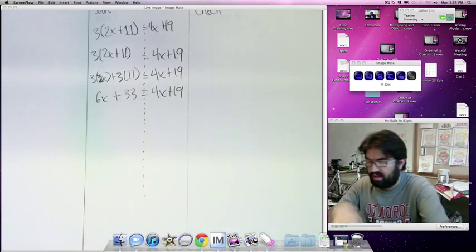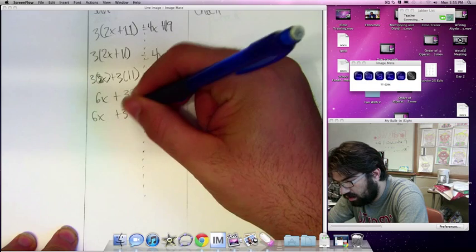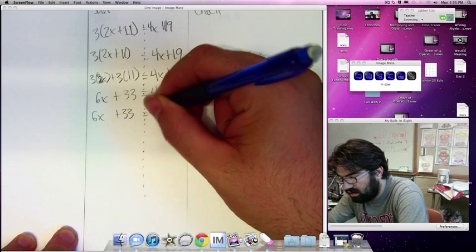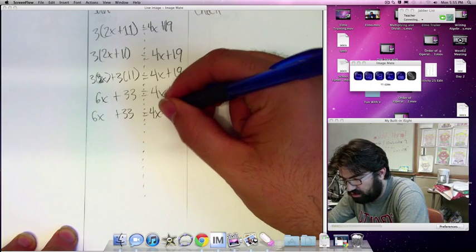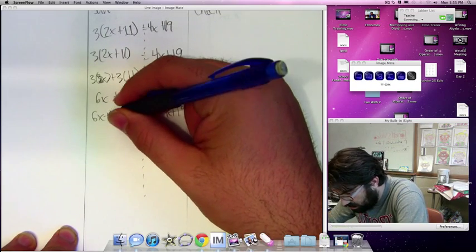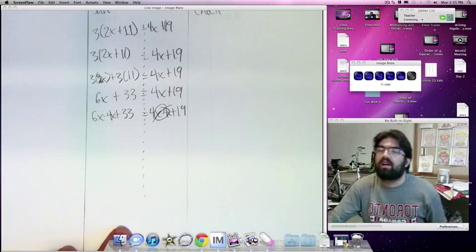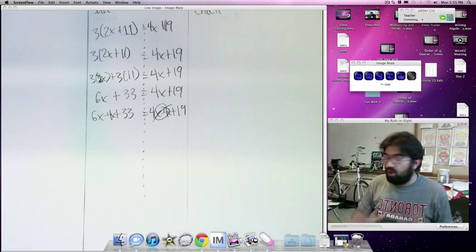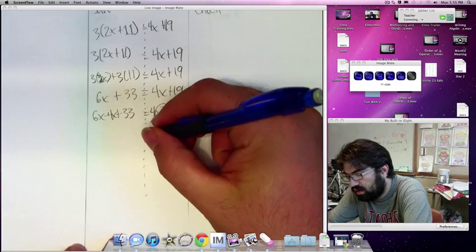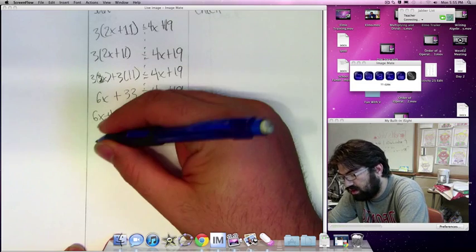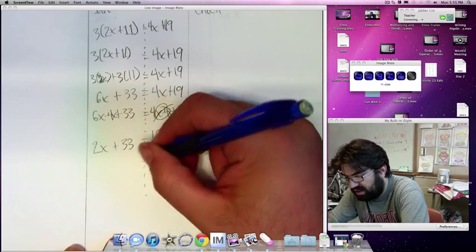Next, I'm going to rewrite. I'm going to minus 4x from both sides, because I'm going to move the x to the other side. Because over here, it's completely gone now. That's always the point. We don't want x on both sides. We only want x on one side. 2x plus 33 is now equal to 19, so I'm going to rewrite.